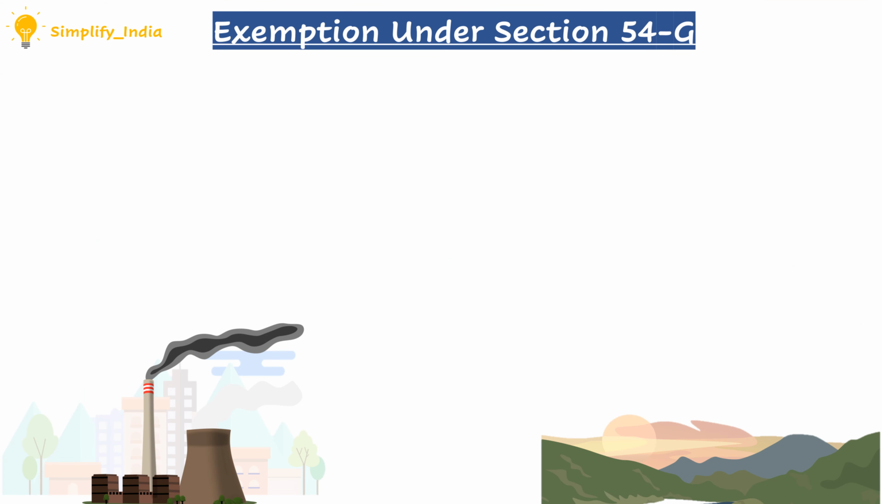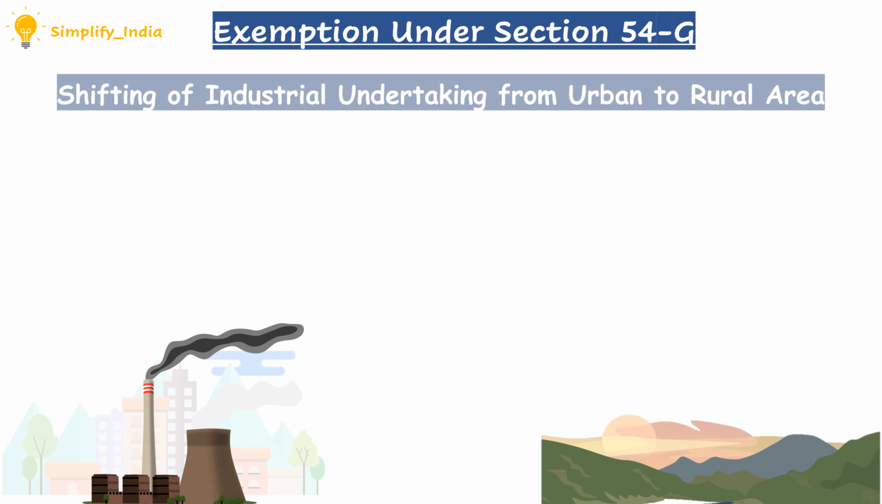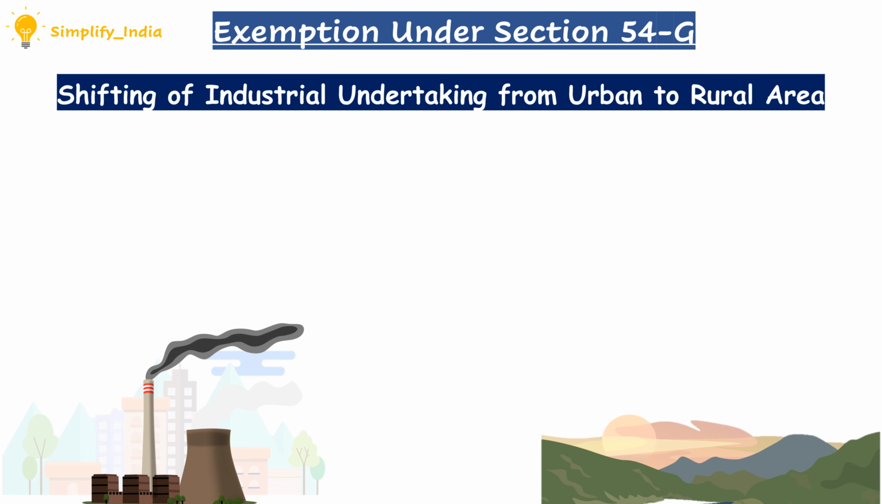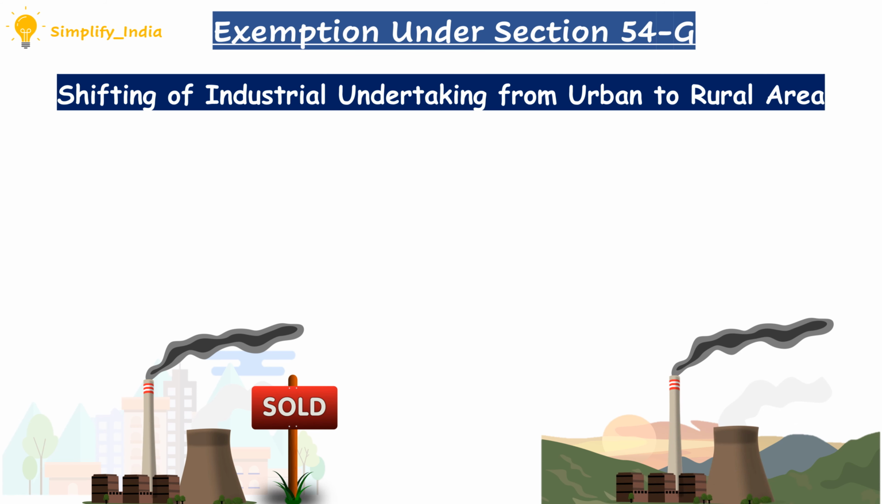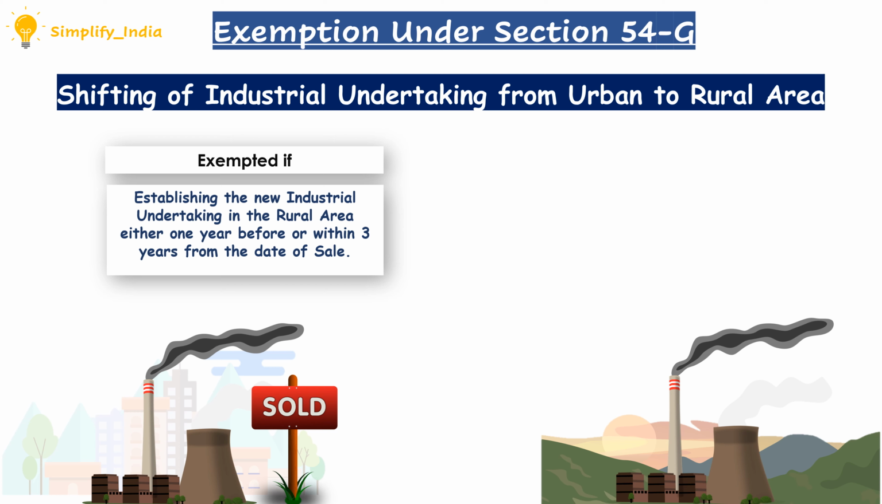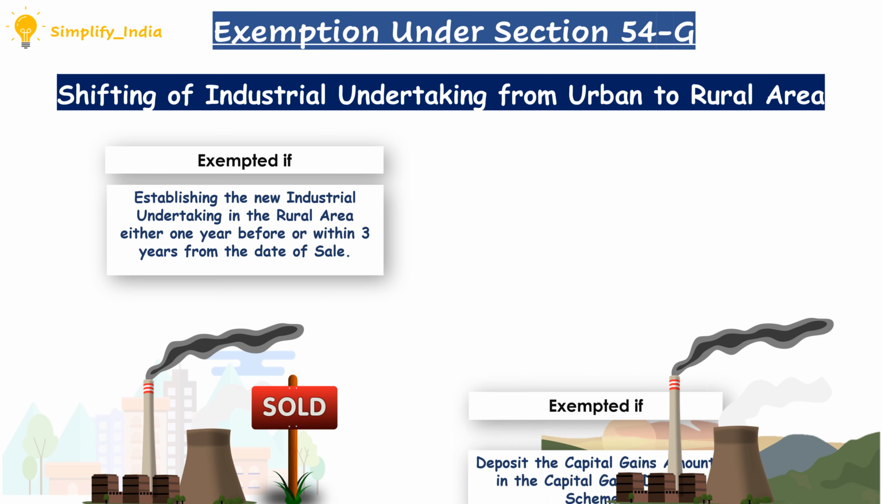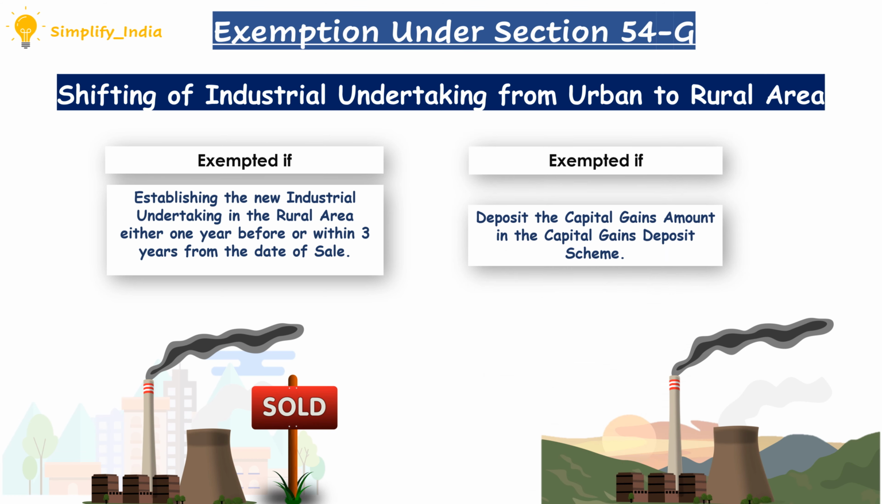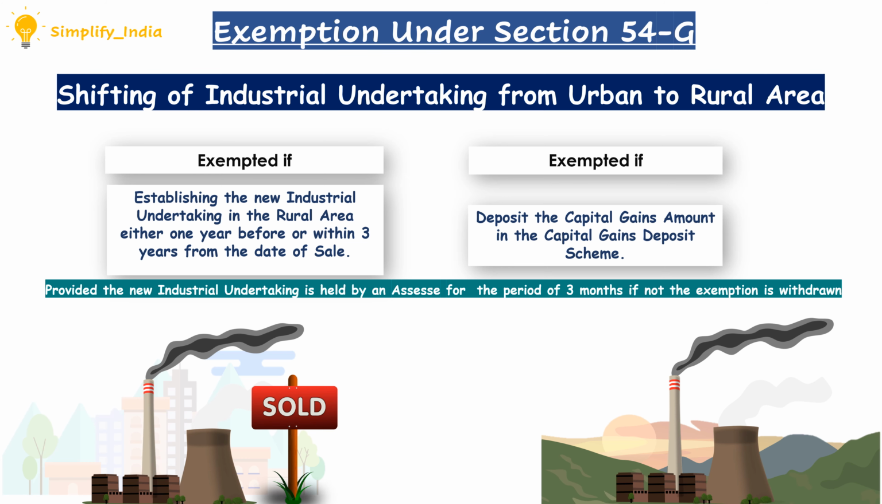Next, we have exemption under section 54G, that is shifting of an industrial undertaking from urban area to rural area. When an industrial undertaking situated in an urban area is sold, the capital gains arising out of it can be exempted from tax if the amount is reinvested in establishing a new industrial undertaking in the rural area either 1 year before or within 3 years from the date of sale, or the money is deposited in the capital gains deposit scheme, provided that the new industrial undertaking is held by the assessee for a period of 3 years. If not, the exemption is withdrawn.